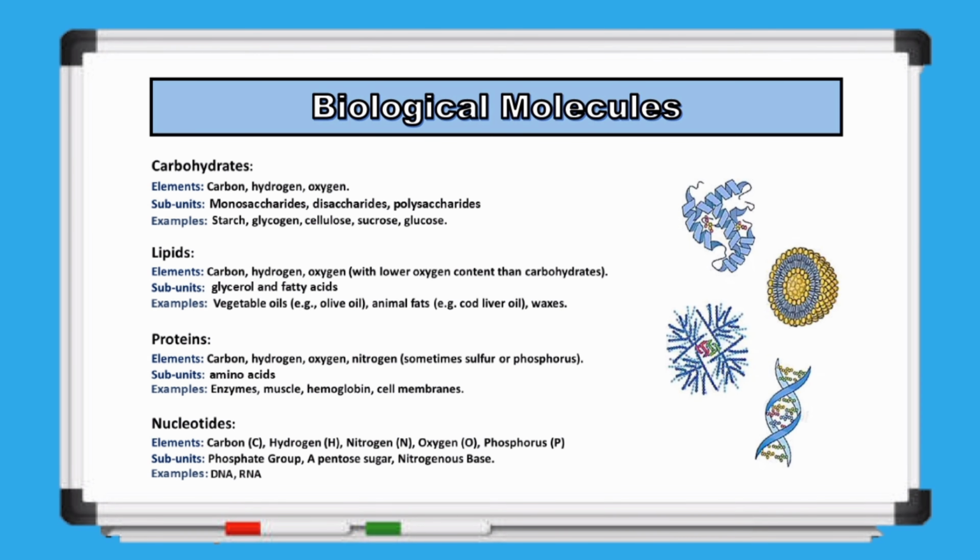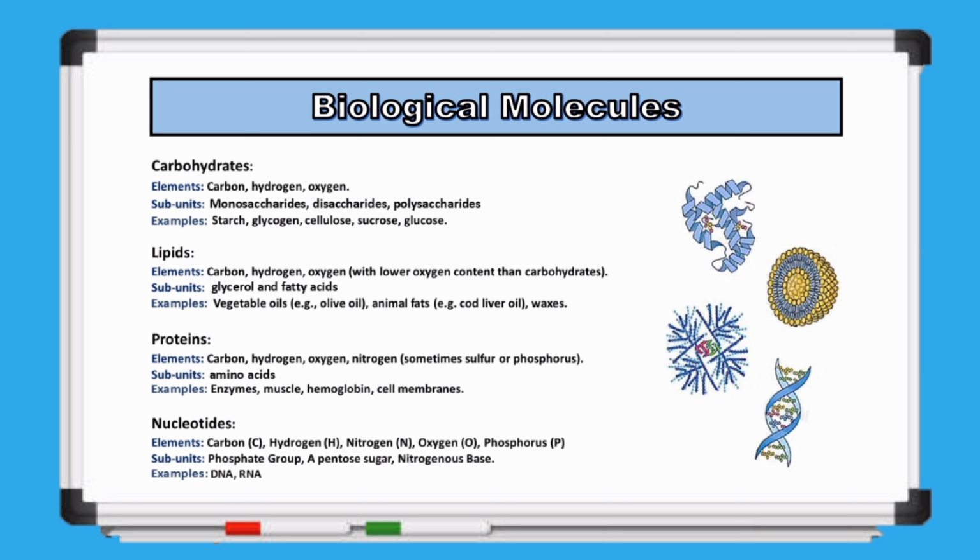We've got 4 main types of biological molecules that are absolutely essential to life: carbohydrates, lipids, proteins, and nucleotides. These molecules are the basic building blocks of all living things, and each plays a crucial role in keeping organisms alive and functioning. Let's start with carbohydrates. These molecules are made of carbon, hydrogen, and oxygen. Their main job is to provide energy.